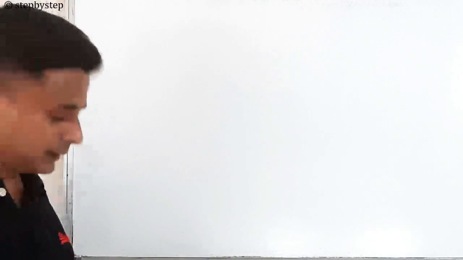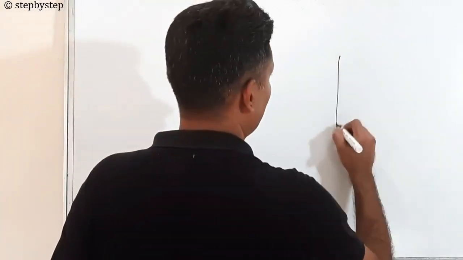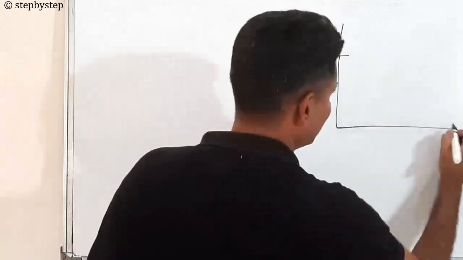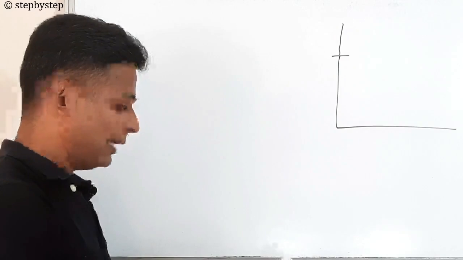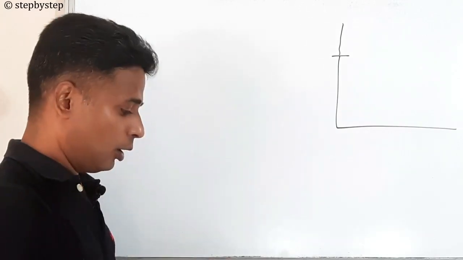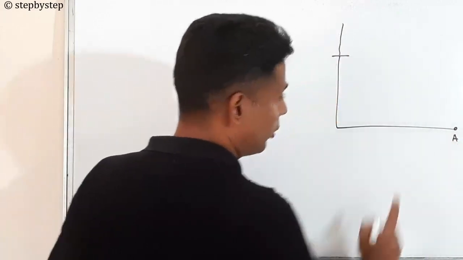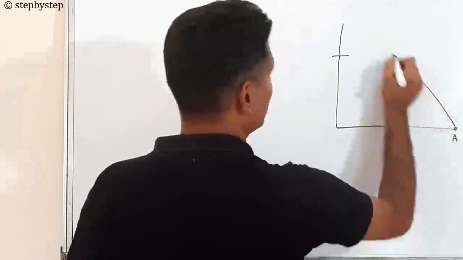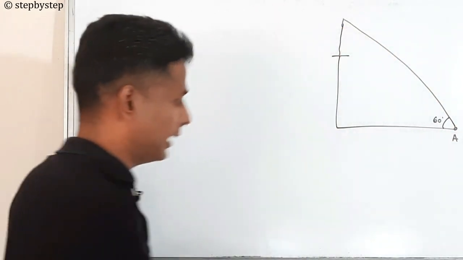The second question, guys. A pole 5 meters high is fixed on top of a tower. So there is a tower. On top of this, a pole has been fixed, and the tower will always stand on the ground, right? The angle of elevation of the top of the pole observed from point A. So let this be point A. The angle of elevation of the top of the pole is 60 degrees.